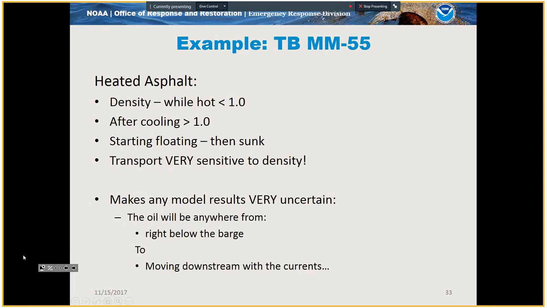Another example is the tank barge MM55, which was a heated asphalt. The one Jordan brought up. Turns out that while it was hot, it actually did float. So it's moving out of the barge, and then there would be some big globs floating downstream, and then slowly breaking up. And I think, in fact, some of them did seem to pick up some air or something on the way, so they ended up staying afloat, and others sank. But again, transport's very sensitive to density. So even the density change that comes with temperature variation matters.